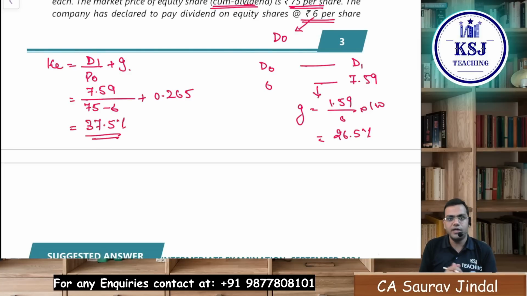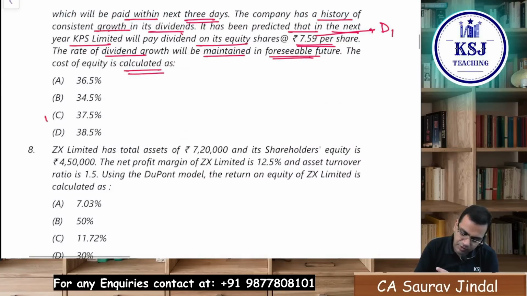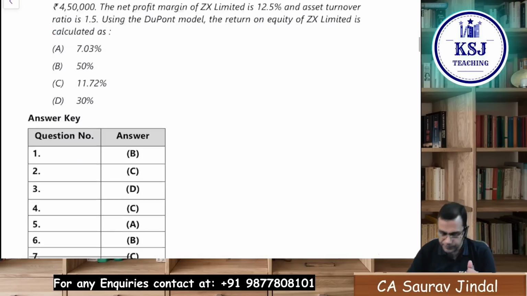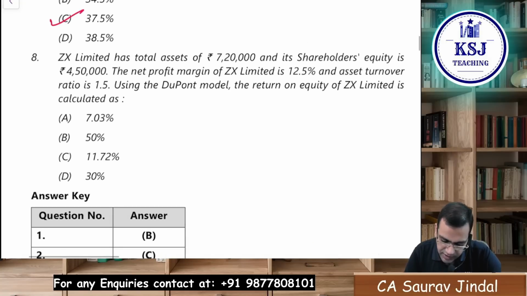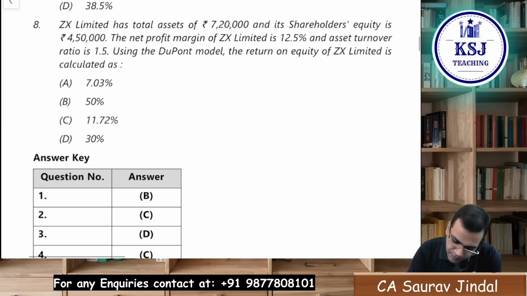So the important thing is, if the market price is given cum dividend, you have to take it excluding dividend. Dividend is paid separately. The second point in this part was that the growth rate was not given, it was to be calculated. So we calculated it with the difference of D0 and D1. Right. So 37.5%, option number C. Clear? Okay, let's come to the last MCQ, question number 8.